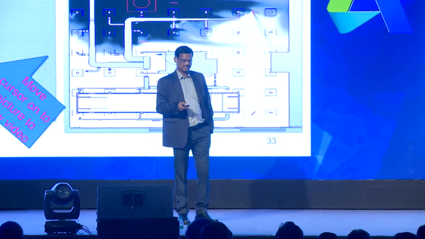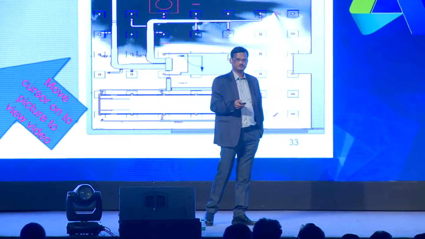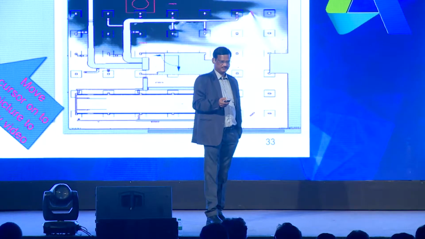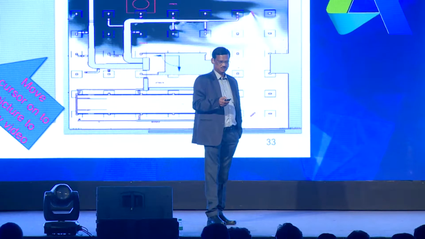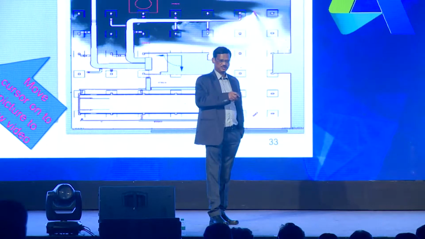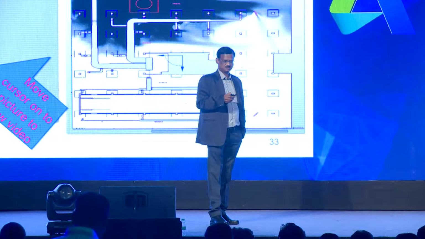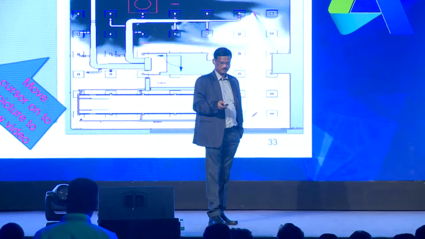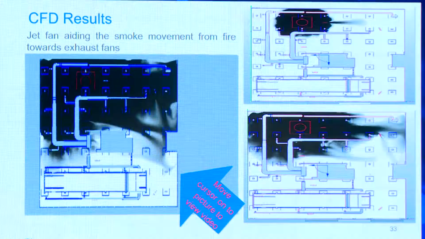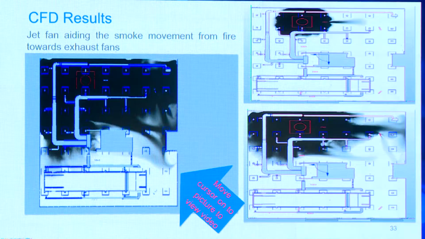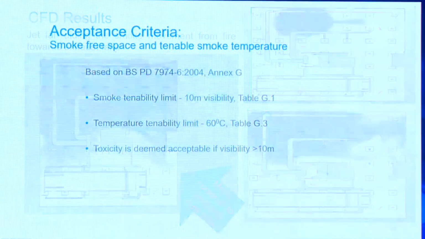And how the jet fans help. Can we play the video? Yeah, jet fans actually move the smoke and the contaminant from a lower level, and throw it to the exhaust so that the occupied levels will be free from smoke. So this slide indicates how the jet fans move the smoke towards the exhaust.